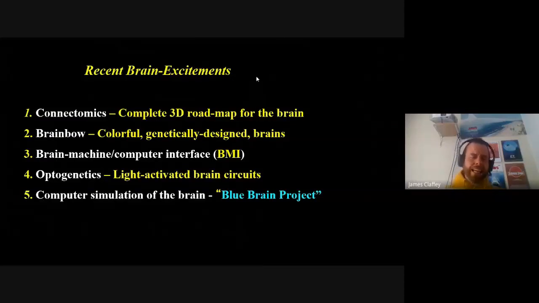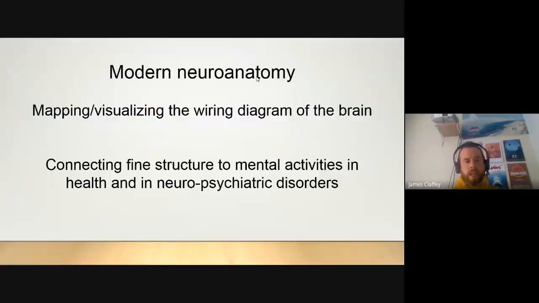We'll look a little bit more in detail at 1, 2, and 3, optogenetics, light activated brain circuits. There's one little clip in it that I might show you, and then computer simulation of the brain, again, Blue Brain Project. Massive amount of money put in it worldwide then again. So modern neuroanatomy is all about mapping and visualizing the wiring diagram of the brain.